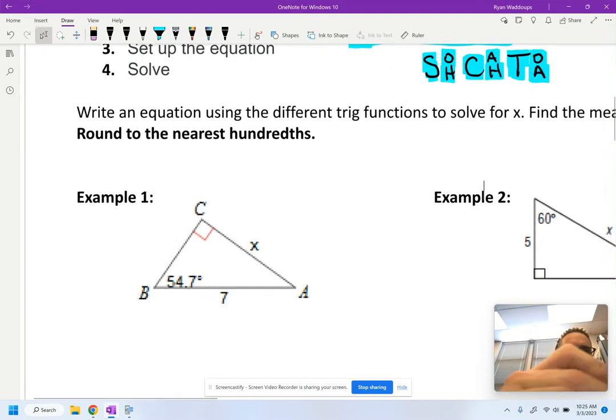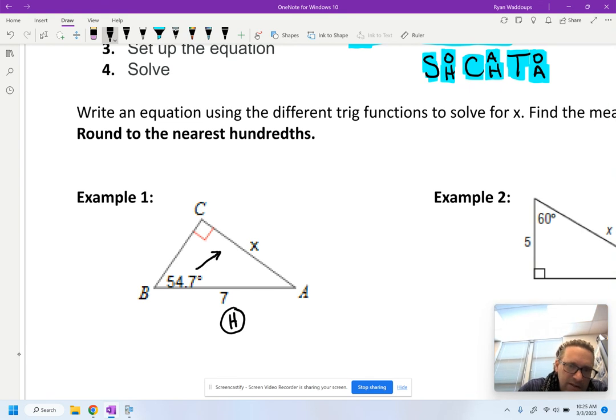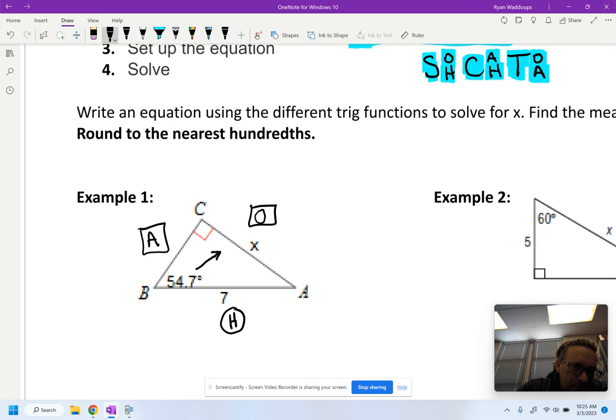So in this particular triangle ABC, we're given the angle 54.7 degrees down here at angle B. And so the side opposite the right angle is always going to be the hypotenuse. I'm going to put H for hypotenuse. The side length opposite the angle that we're given is, as noted, the opposite. And then the side closest to the angle that's not the hypotenuse is the adjacent leg. And that's always going to be the case.